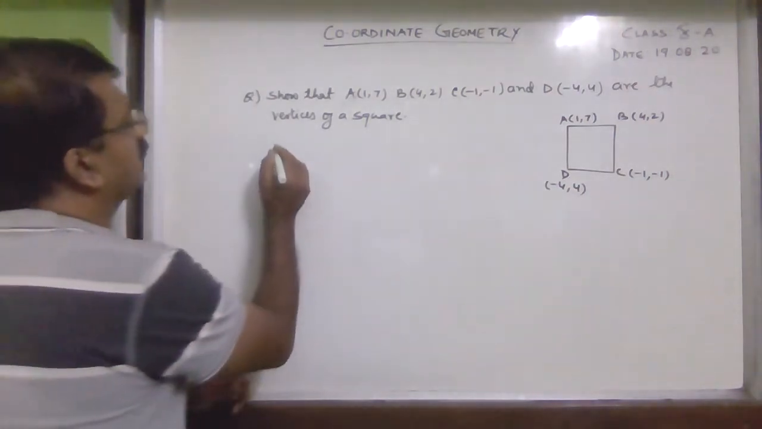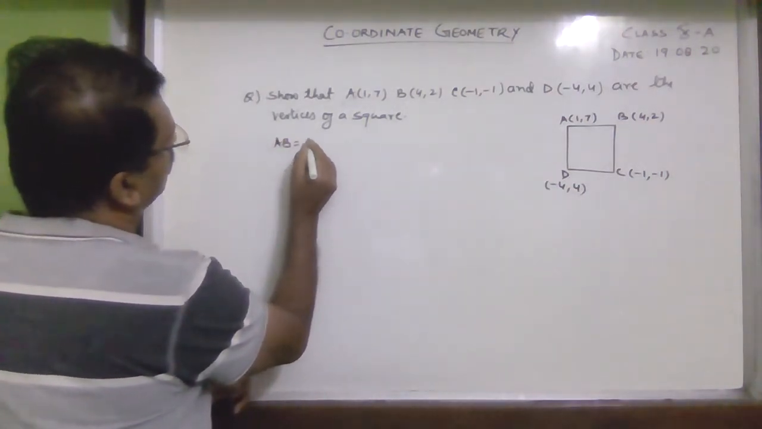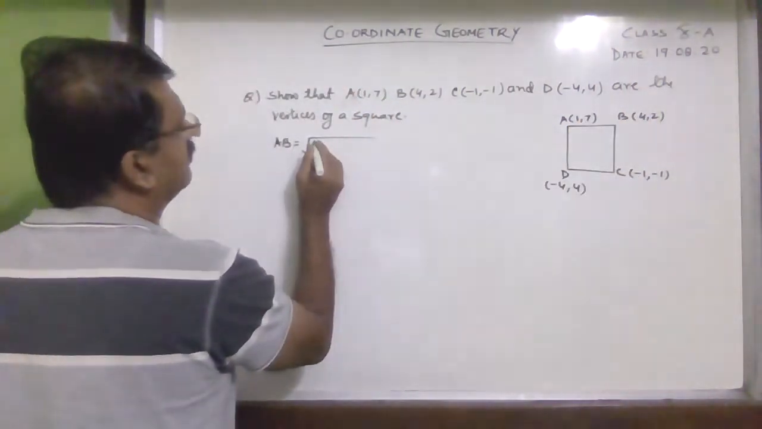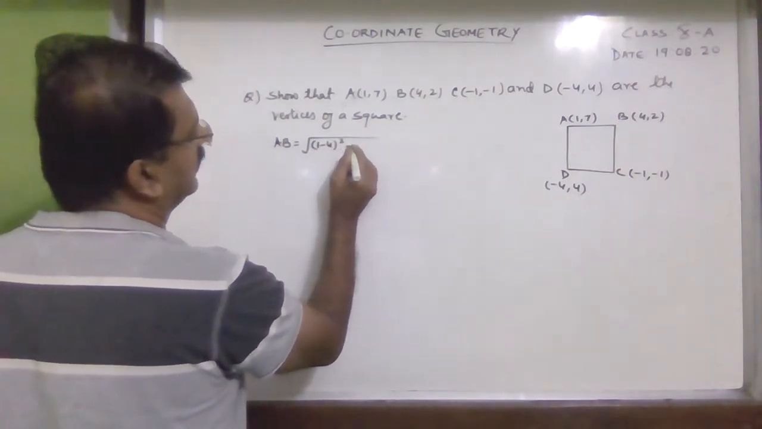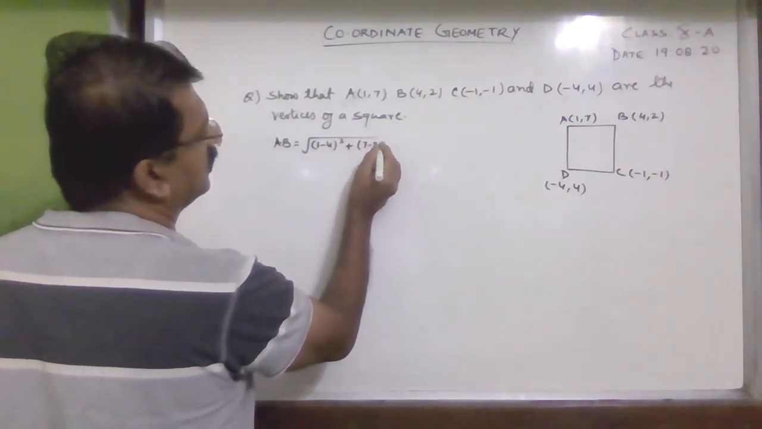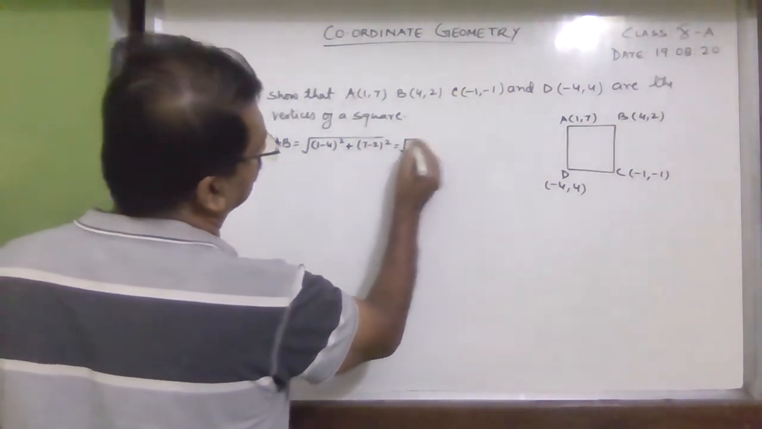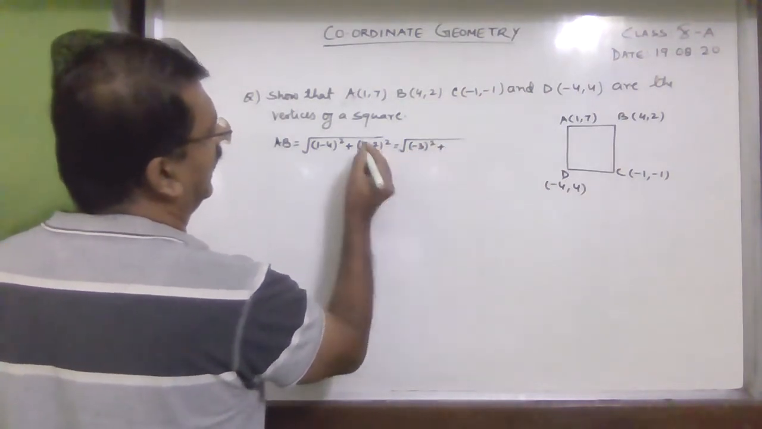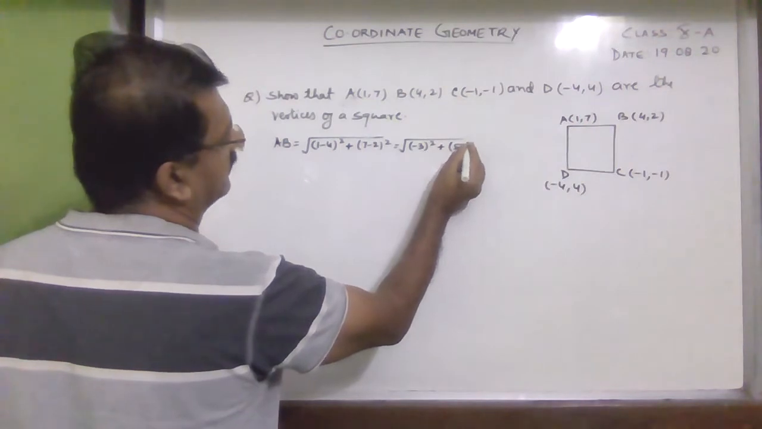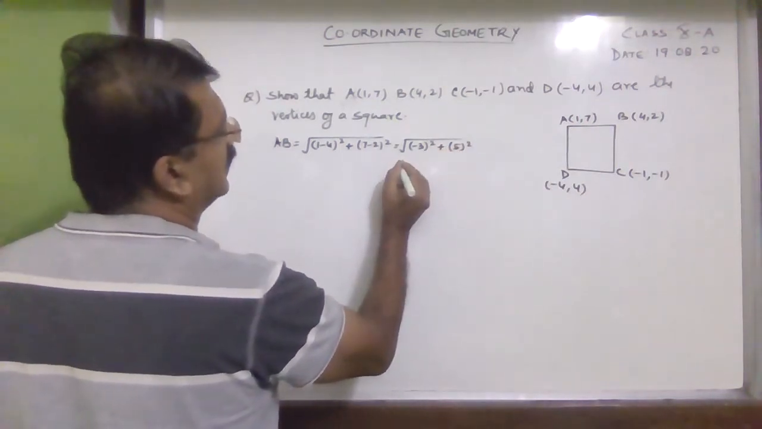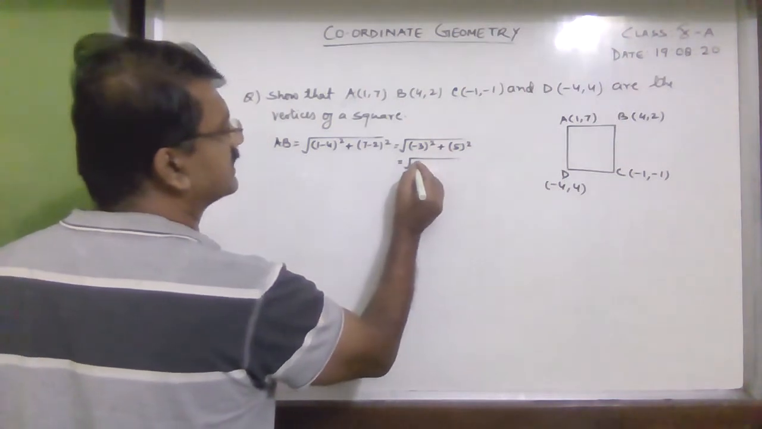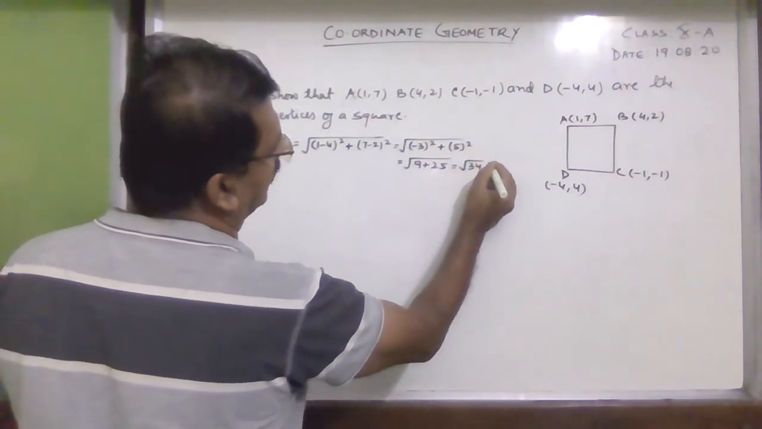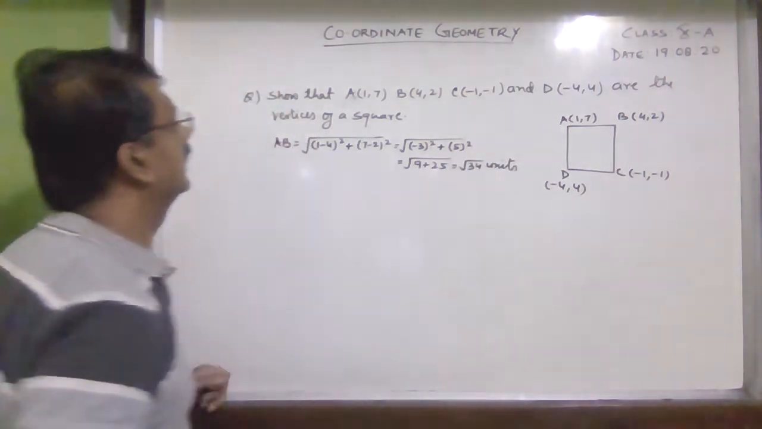So first of all, I am going to find AB. AB is, this is x1, y1, x2, y2. So 1 minus 4 whole square plus 7 minus 2 whole square. Now 1 minus 4 will be minus 3. So minus 3 square. And 7 minus 2 is 5. 5 square. Now minus 3 square is 9. 5 square is 25. So it is root 34. You can see root 34 units is the length AB.